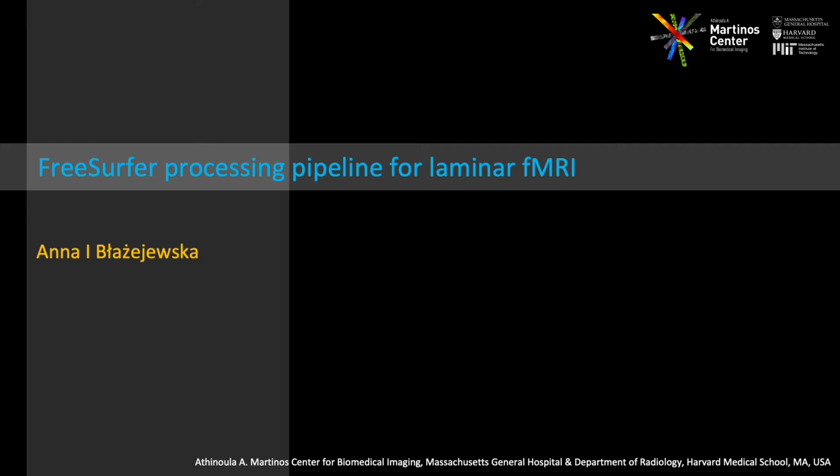So I'm going to talk about the FreeSurfer processing pipeline that I use to process my data for laminar fMRI experiments. So this is in a way off-label use of FreeSurfer. FreeSurfer is meant to work on the 3D 1mm data, and it works great out of the box. But for processing the sub-millimeter resolution 7 Tesla data, we had to make a whole bunch of modifications and tweaks to actually get the results that we wanted.